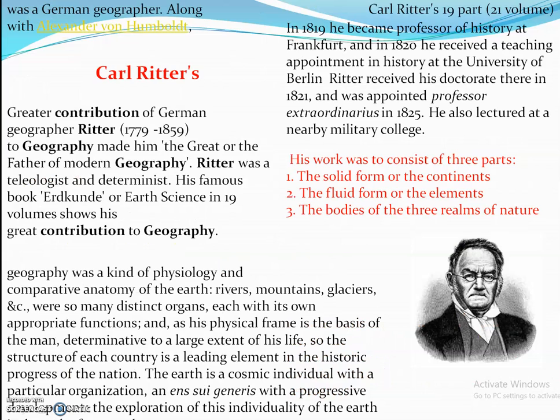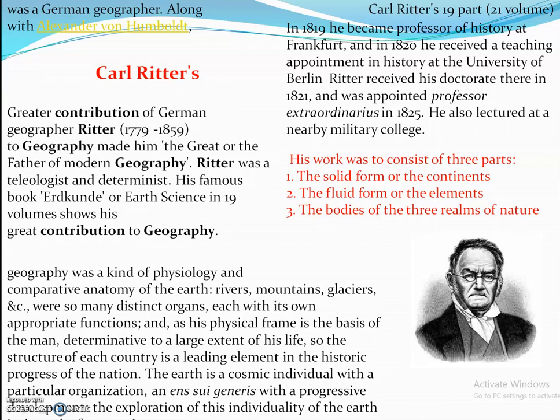Our next is Carl Ritter. Carl Ritter was born in 1779. He was a German geographer and the founder of modern human geography, and helped to define the reach of geography and its relation with other sciences, and accentuated the influence of the natural environment on the development and the activities of man. Carl Ritter was also known as the father of modern geography.